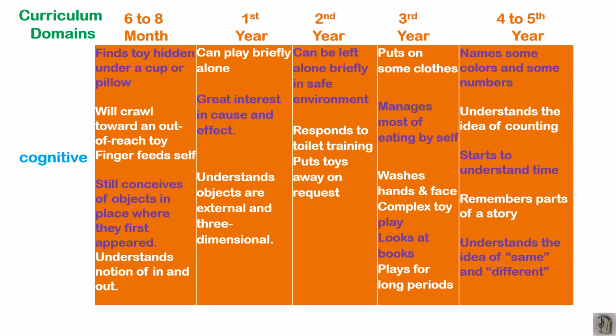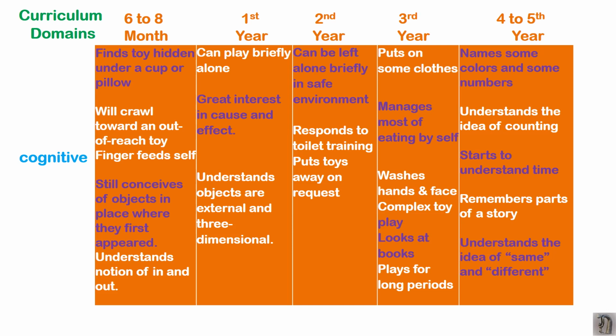cognitive. Okay, so it's quite similar to the other domains, like find a toy hidden under a cup, or a pillow. That means the child is utilizing his ability to find out, to see the logical things. Okay, will crawl towards or reach for a toy, to hold that particular toy. So that means the child is using his cognitive skills.